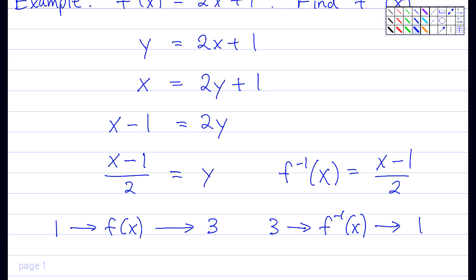So the original function converts a 1 into a 3. The inverse function does the opposite. It converts a 3 into a 1. And that's it. That's how to find the inverse of a function.